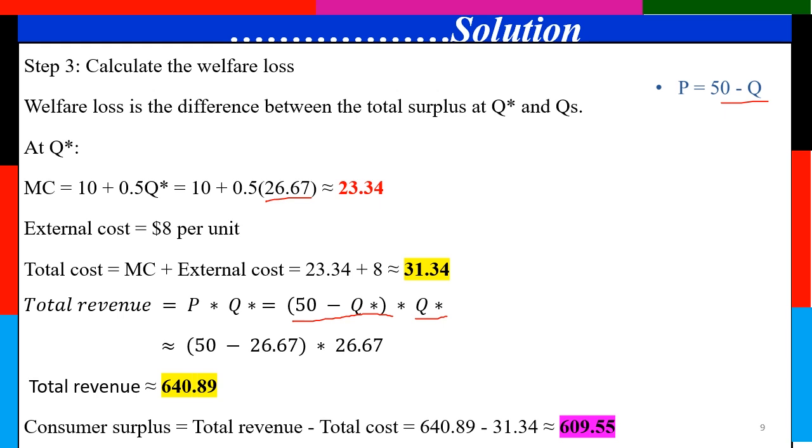50 minus this number, multiplied by the quantity at the market equilibrium. After you subtract this number and multiply by this number, then you can get what? The total revenue, which is equal to 640.89.